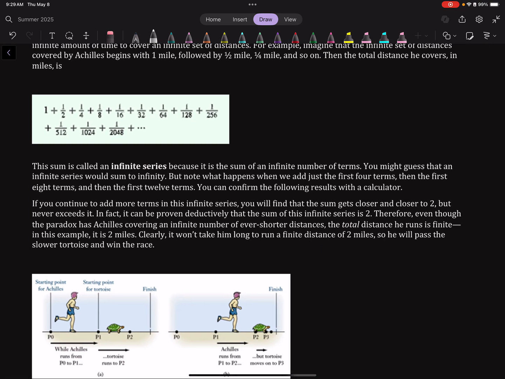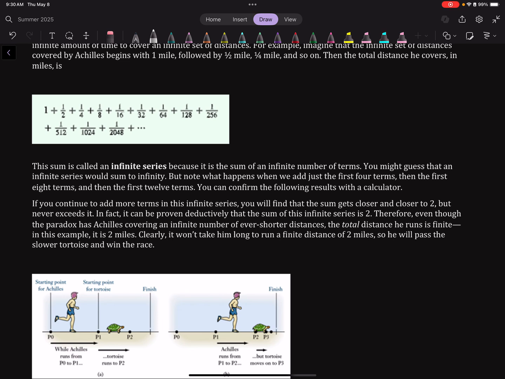This sum is called an infinite series because it is the sum of an infinite number of terms. You might guess that an infinite series would sum to infinity, but note what happens when we add just the first 4 terms, then the first 8, and then the first 12 terms. You can confirm the following result with a calculator. You can add them all up if you want to.